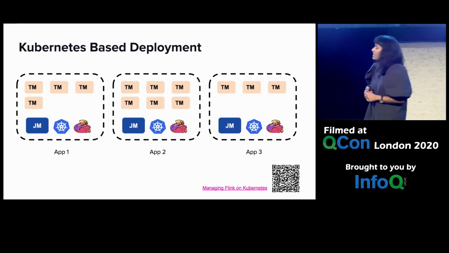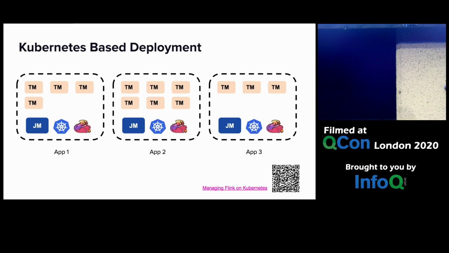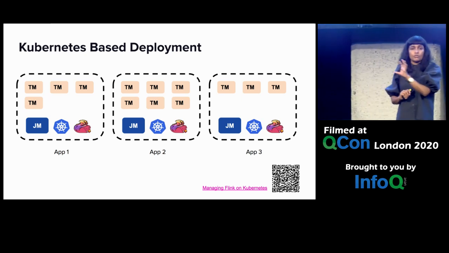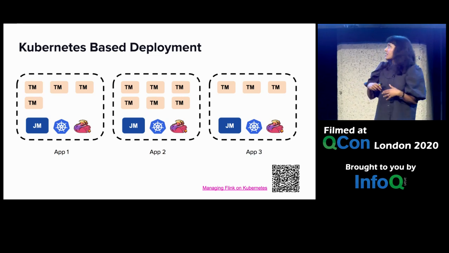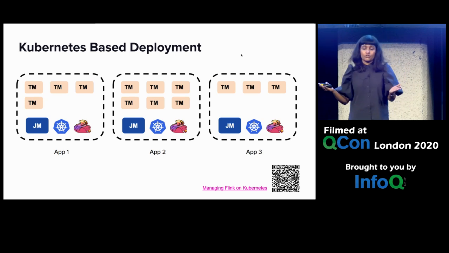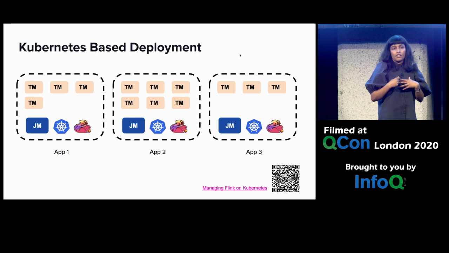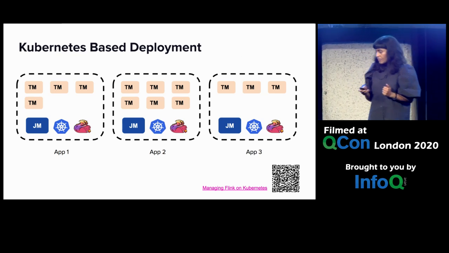So at this time, Kubernetes came to our rescue. With Kubernetes, now we deploy each application in its own separate cluster. It has its own dedicated job manager pods and task manager pods, and there is separation of concerns. So now the problems of the multi-tenancy architecture are removed.